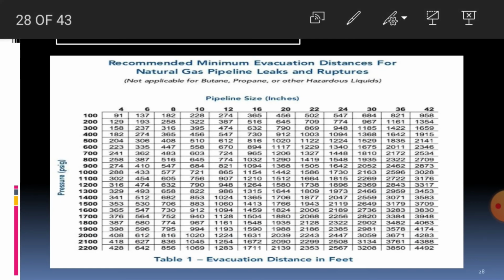This chart or table represents the maximum evacuation distance in feet from the pipeline. Suppose our pipeline size is 16-inch and the pressure in the pipeline is 1000 psi, so the maximum evacuation distance in feet is 1154 feet, and this distance applies only to natural gas. It is not applicable for butane, propane or other liquids.